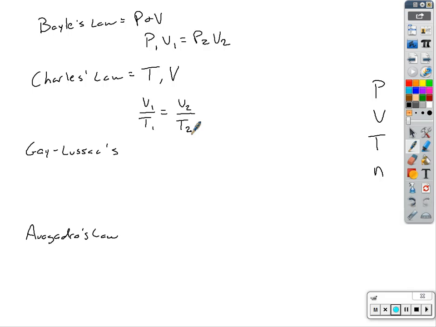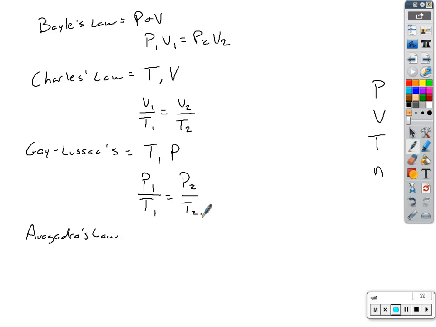Gay-Lussac's law is similar to Charles' law. We're going to see what temperature does, but this time we're going to see what temperature does to pressure. And again, the other two variables have to be constant. So it says, if the volume and amount are constant, temperature and pressure are directly proportional. Charles' law was directly proportional. Gay-Lussac's law is directly proportional, so their equations look very similar. P1 over T1 equals P2 over T2.